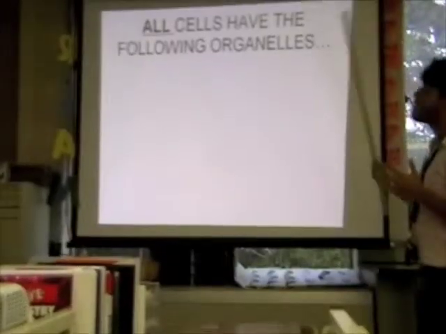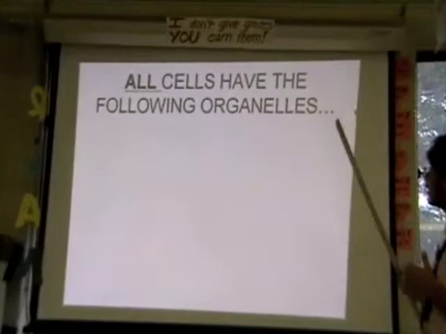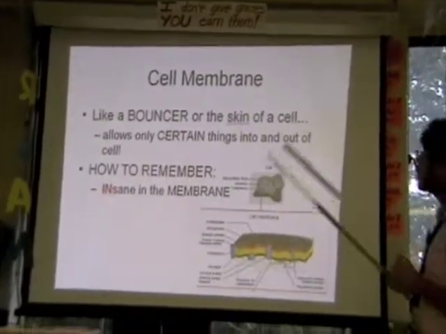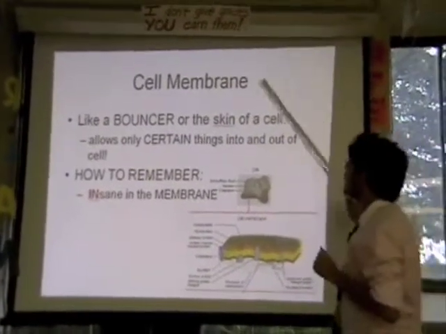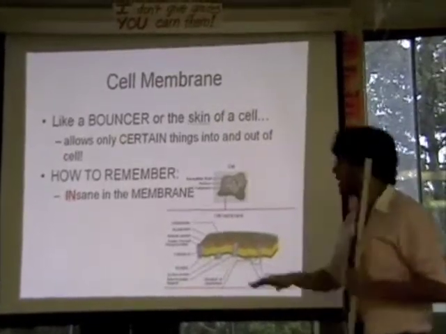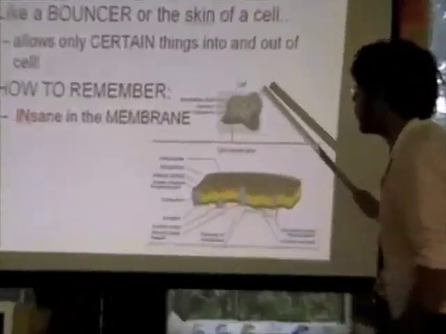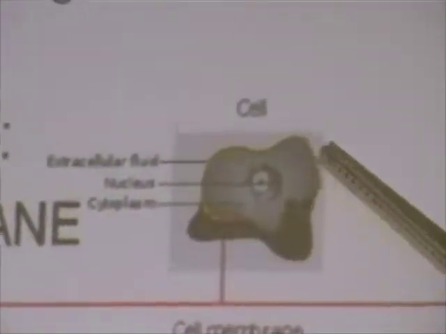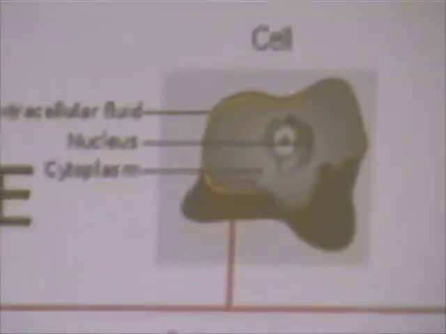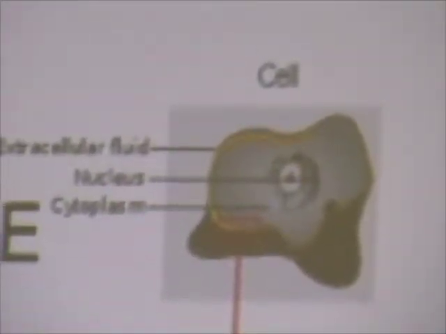All cells have the following organelles. Alright, let's look at the organelles that all cells have. All cells have a cell membrane. And what a membrane is, I know this is a small picture, but the membrane is the outer layer. So it's like the skin of the cell. So think of it kind of like your skin, your outer layer.